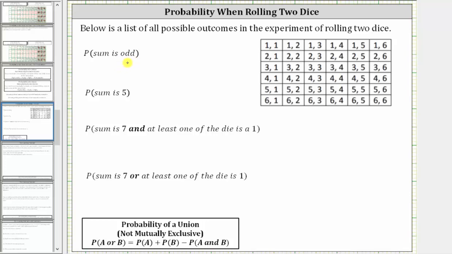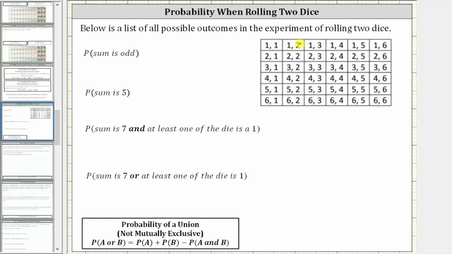Remember, odd numbers are numbers like 1, 3, 5, 7, 9, and so on. In order for a sum to be odd, one number must be even and one number must be odd. So we might recognize half of the outcomes will have an odd sum, but let's go ahead and circle them.